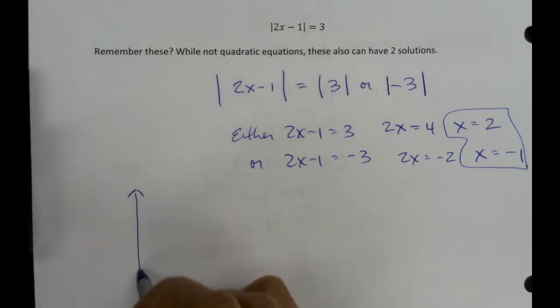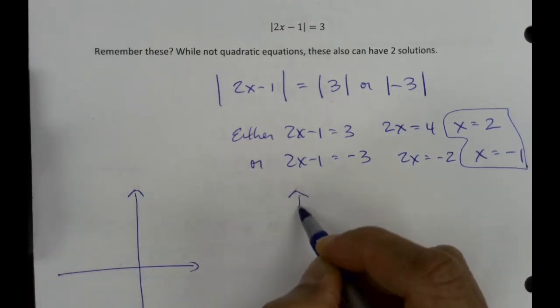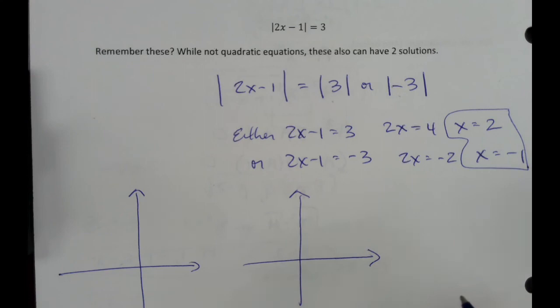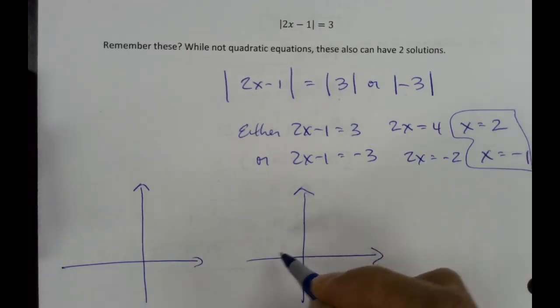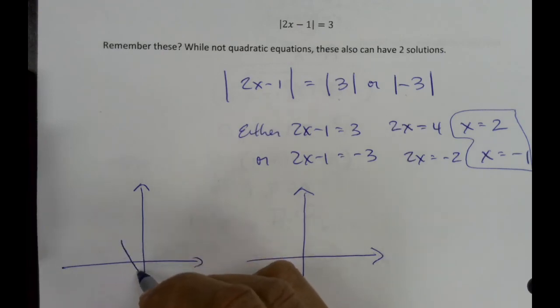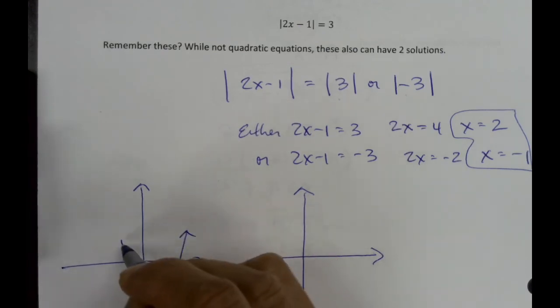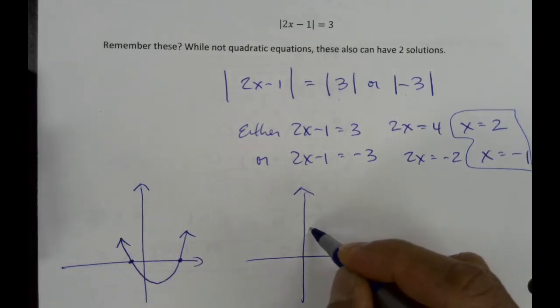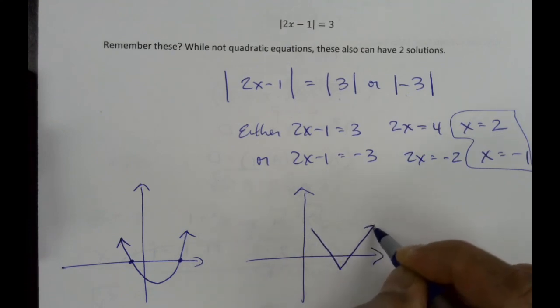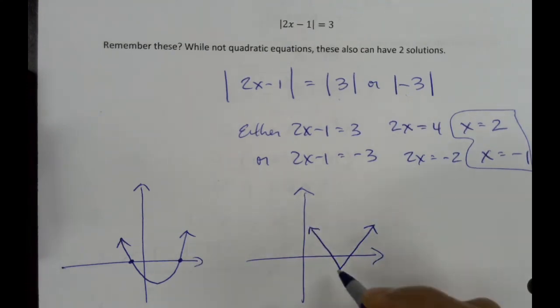Now this is a good lead into one of our coming units, which is looking at graphs. The reason that these also have 2 solutions is a quadratic equation is going to look like this. And so I have 2 places where that's equal to 0. Whereas absolute value equations look like a V, and so you could also have 2 solutions for those.